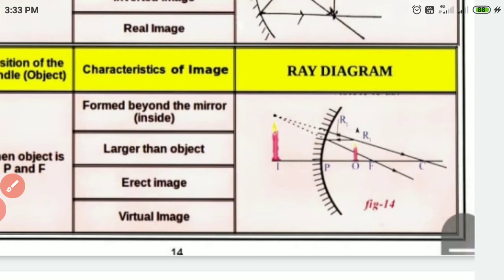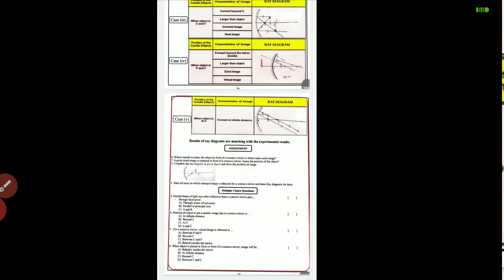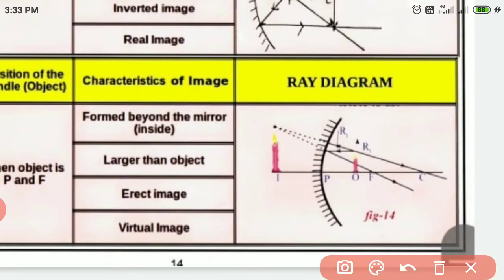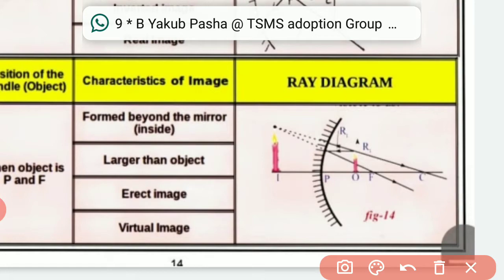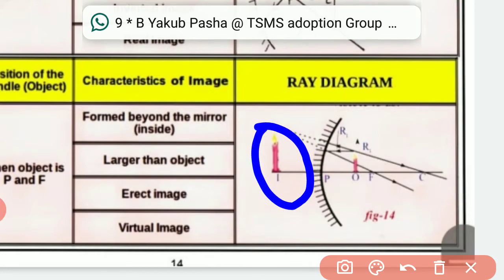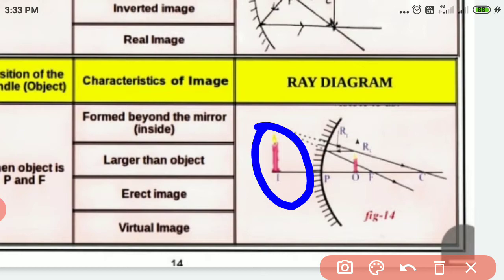So here we cannot expect an image in the real world, but when they are extended backwards, see the dotted lines here. Just see the dotted lines here. When they are extended backwards, there we can see an image which is beyond the mirror. So the image is here. So only in the mirror we can see the image, but not in the real world. It means we cannot capture that image, and it's an enlarged as well as erect image.